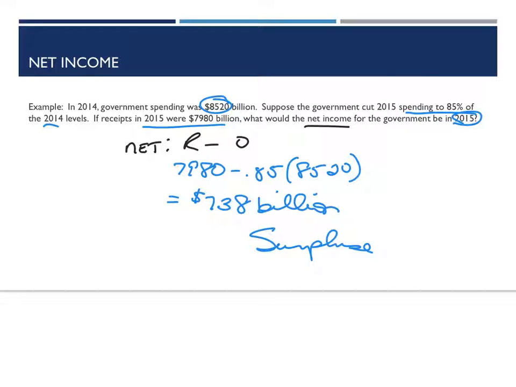Oops. Surplus doesn't have an E on the end.